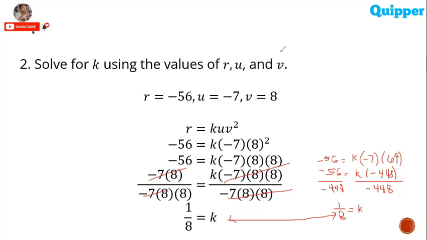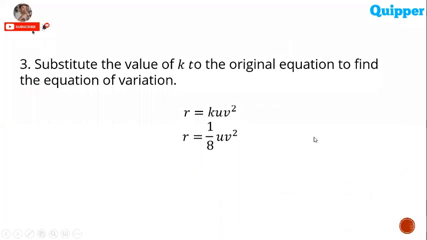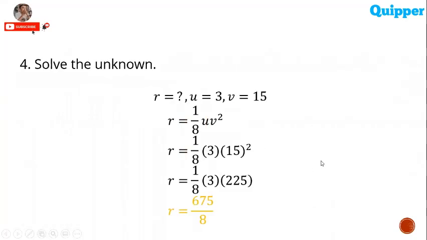Since you now have the value of k, you will now substitute that k into the original equation to find the equation of variation. Our value of k is 1/8, so to just substitute, your equation of variation is R is equal to 1/8 UV squared. That is how we solve for the equation of variation. Then you now solve for the unknown.